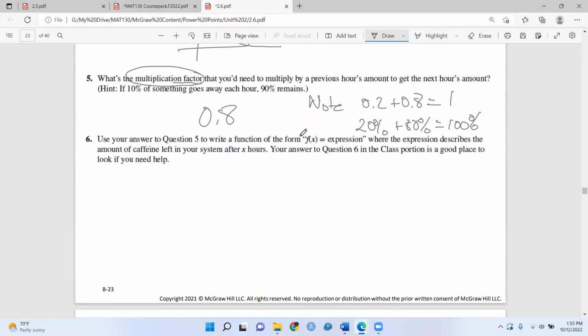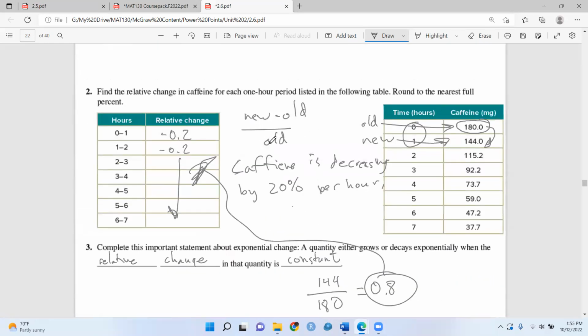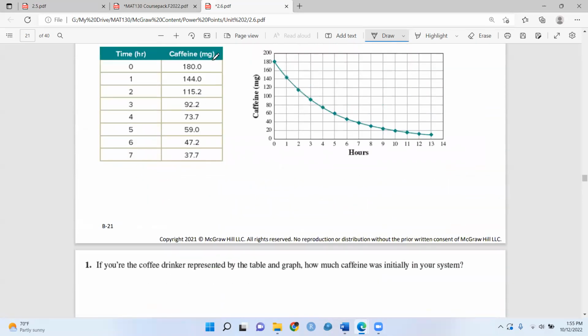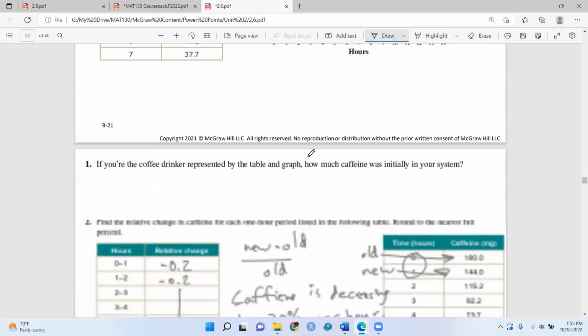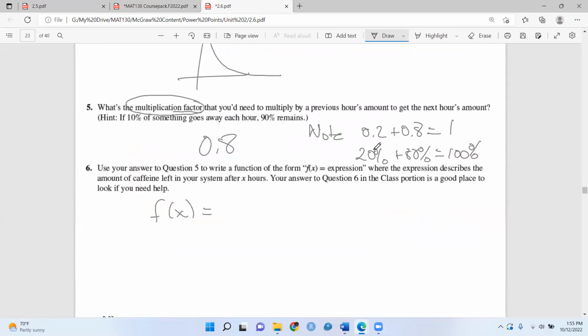So if we're going to write an equation, just like we did in the last one, we'll write it in function notation. We do f of x equals some sort of initial amount. In this case, the initial amount is the 180 milligrams of caffeine that we started with when we finished our cup of coffee. So that's the 180. We started with 180 milligrams in our system, and then 80% of that is what remains after each hour. So there it is, right? There's our function.